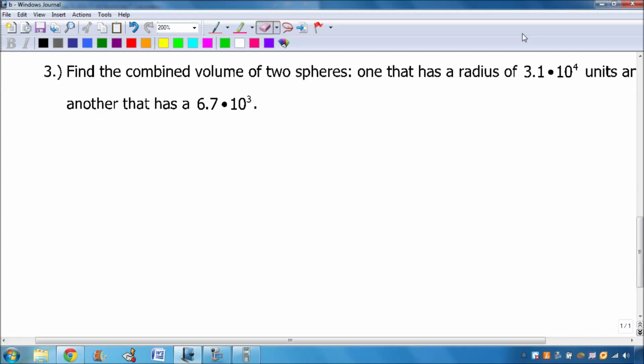All right, question number 3 says to find the combined volume. This time we're going to find the combined volume between two spheres. One has a radius of 3.1 times 10 to the 4th power units, and another has a radius of 6.7 times 10 to the 3rd power units.